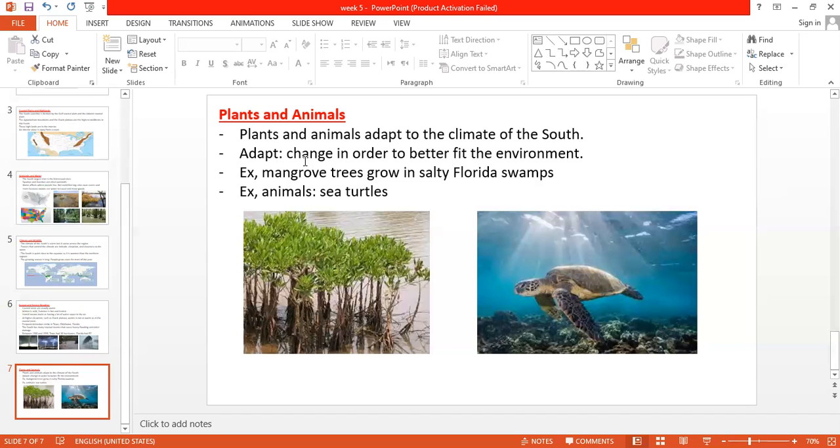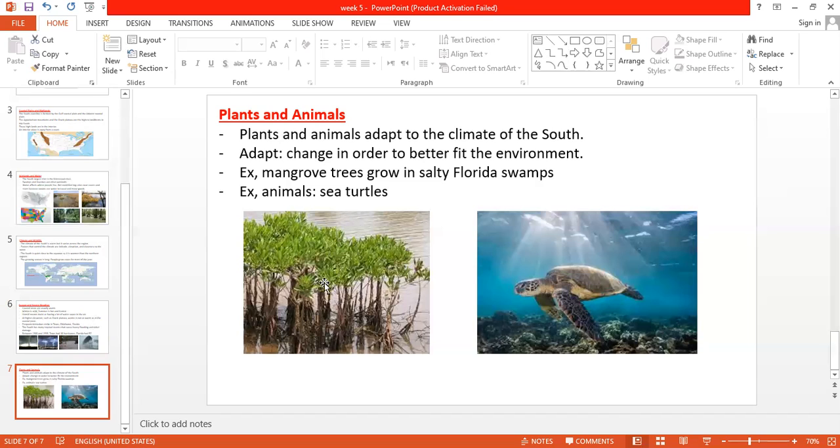Well, the meaning of adapt: to change in order to find a better life in your environment. So adapt means to change in order to better fit the environment, to fit the environment.